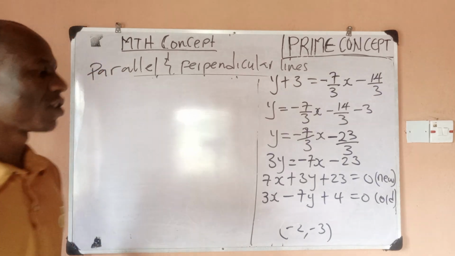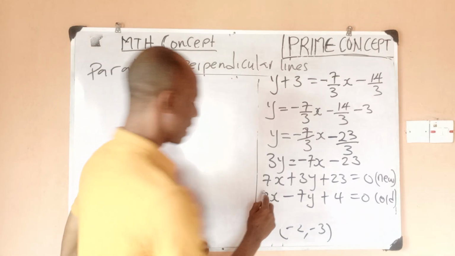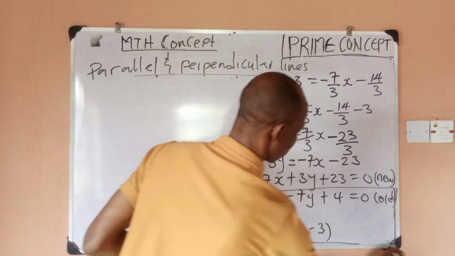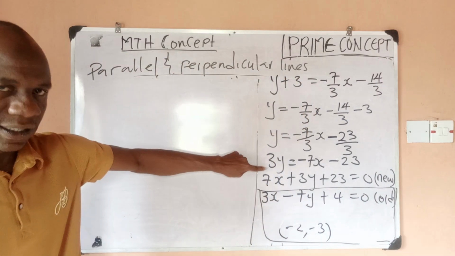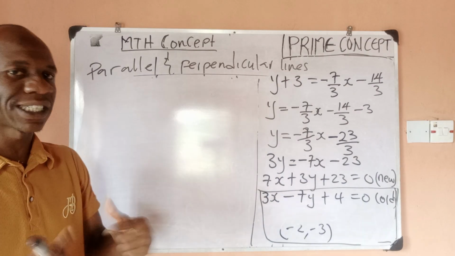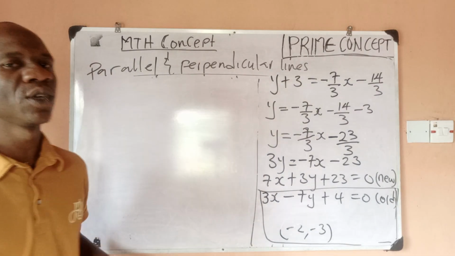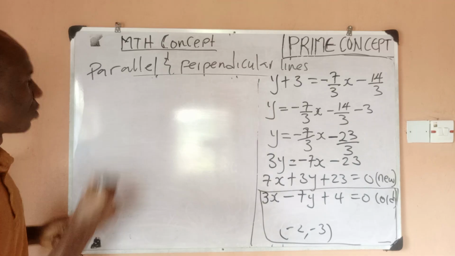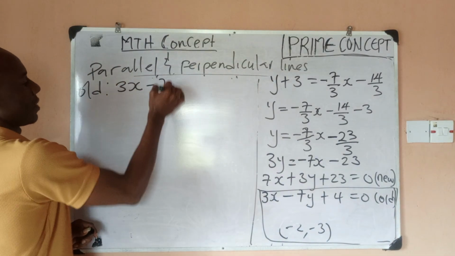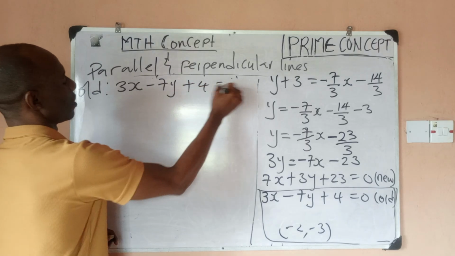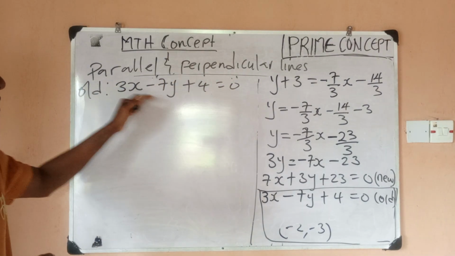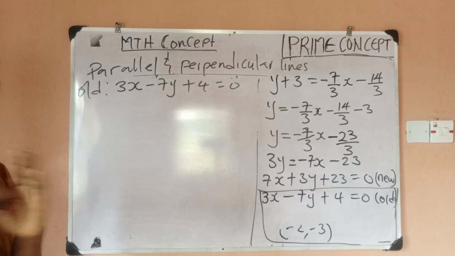So let's solve this question in another way. Remember, this is what we were given, this old one and this point. We want to arrive at this. We have solved this already, but we want to use the method I've explained now. We want to arrive at this new equation again. So what I'm going to do with my old equation, 3x minus 7y plus 4 equals 0, is get the equation of the line that's perpendicular to this, which we've gotten, but let's do it again in a different method.